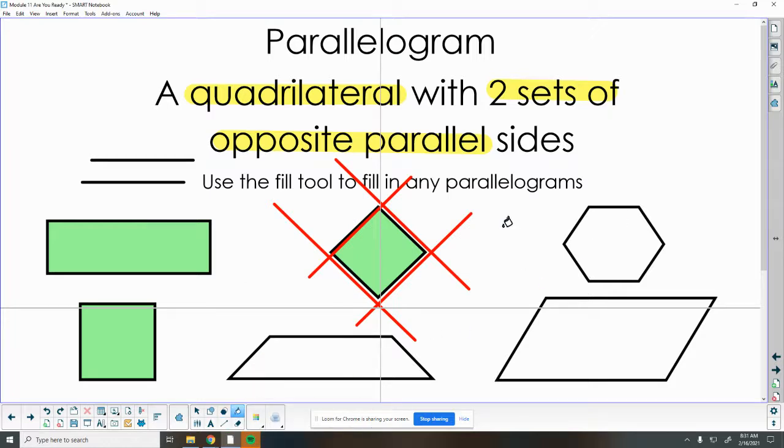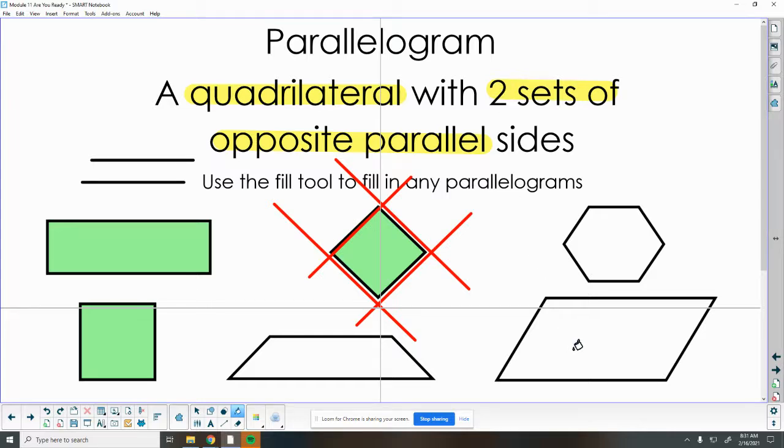Here I can see the top and the bottom sides are parallel, and these sides are parallel, but a parallelogram has to have 4 sides to be a quadrilateral. So even though the opposites are parallel, this has 3 sets of opposite parallel sides. We just want 2 sets.